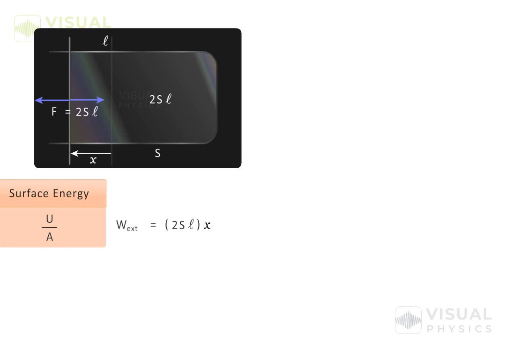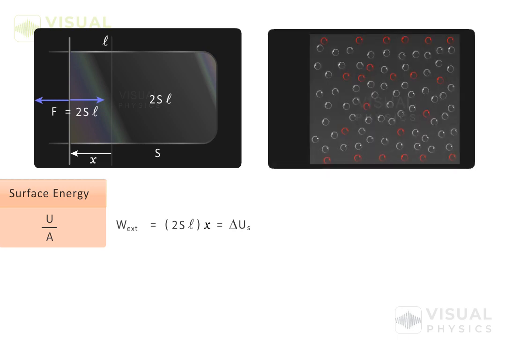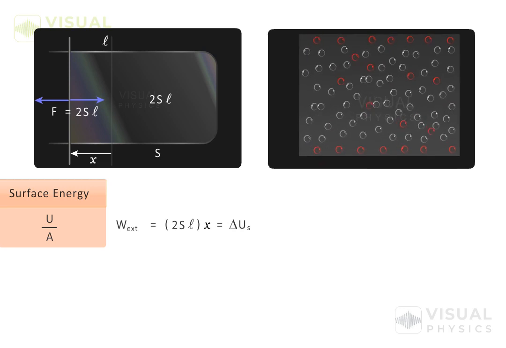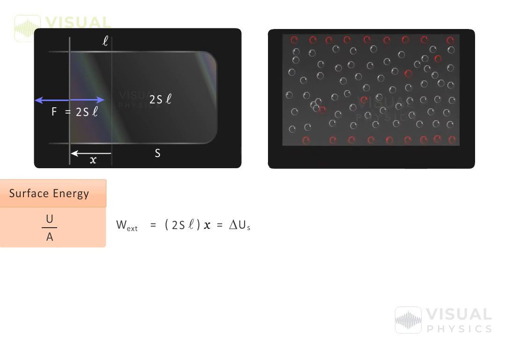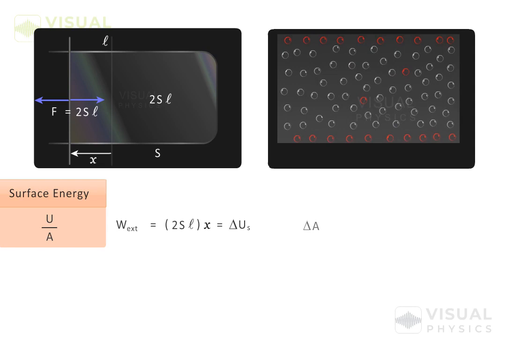And this work is stored as the potential energy of the system in the form of the increased surface energy as the molecules from the bulk are pulled to the surface. In this process, as the surface area increases by L into x from both the sides, that is, 2L into x overall, the change in surface energy per unit change in area comes out to be equal to the surface tension. This means that surface energy is just another representation of surface tension, because even the units of surface energy are effectively the same as that of surface tension.